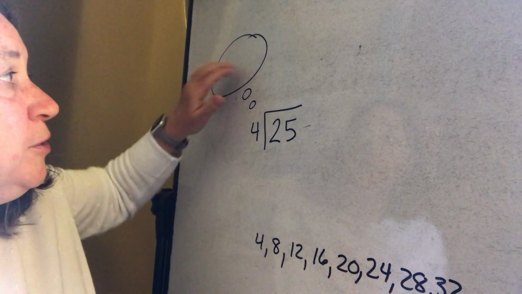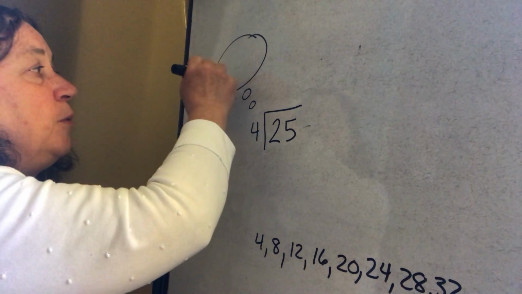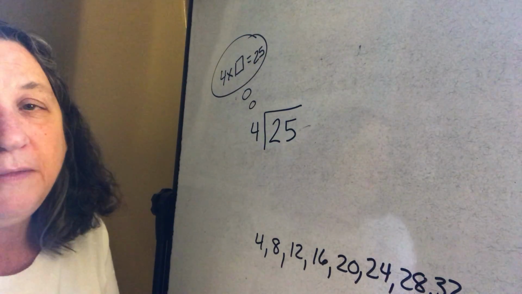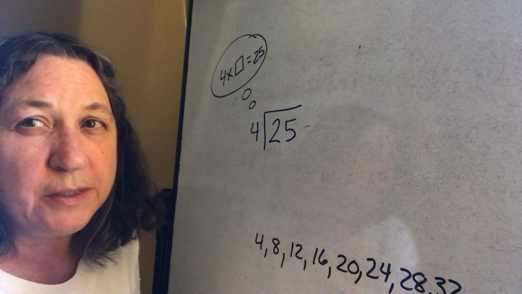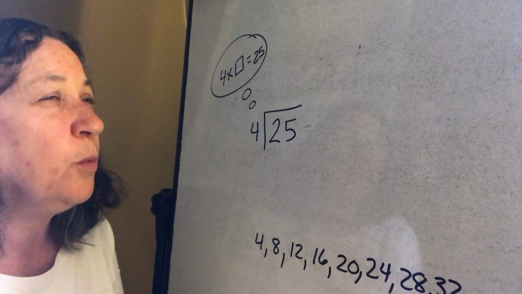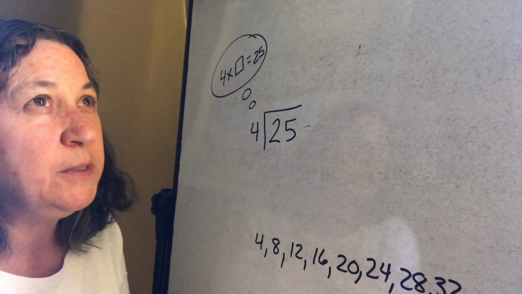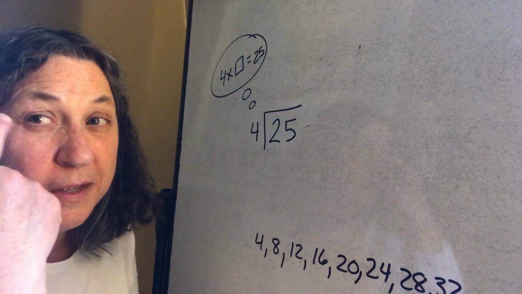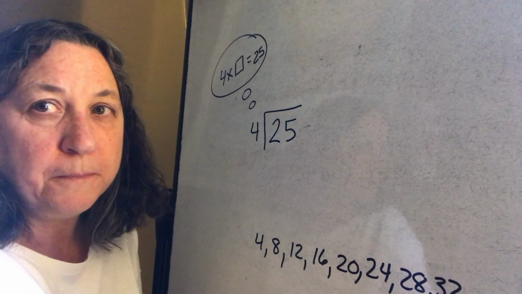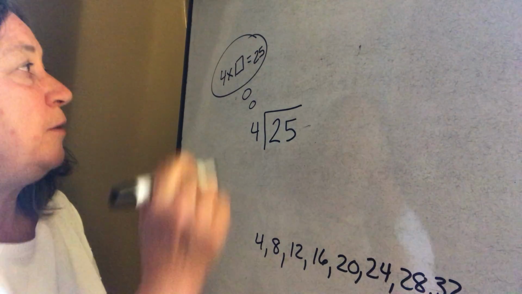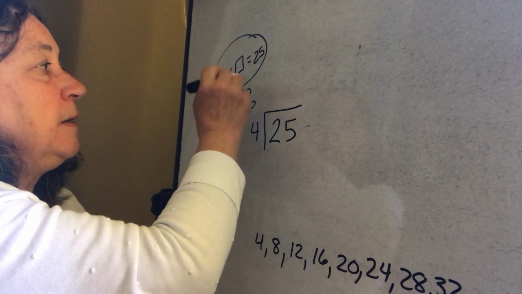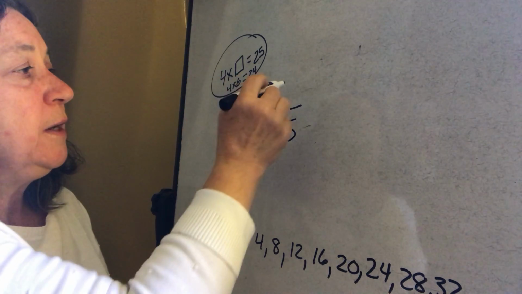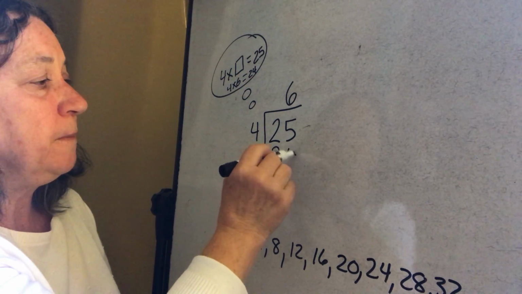But something else that you can do is you can do a thought bubble, and you can say 4 times what is close to 25. And in that thought bubble, you would be thinking about your 4s. 4 times 5 is 20. 4 times 6 is 24. 4 times 7 is 28. So you could do that thinking in your head, or you can write it out. So if I do the thinking in my head, I know that 4 times 6 is 24 is as close as I can get. So I would write 4 times 6 is 24.